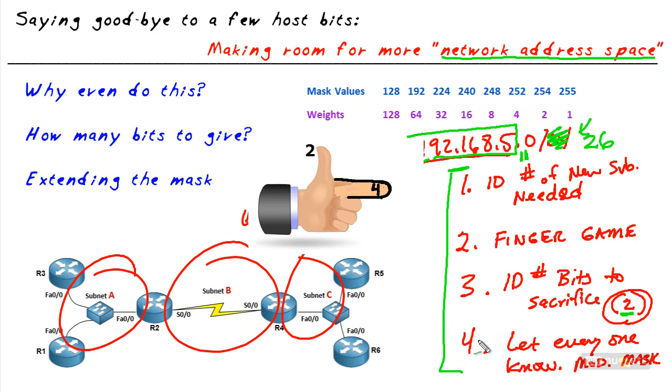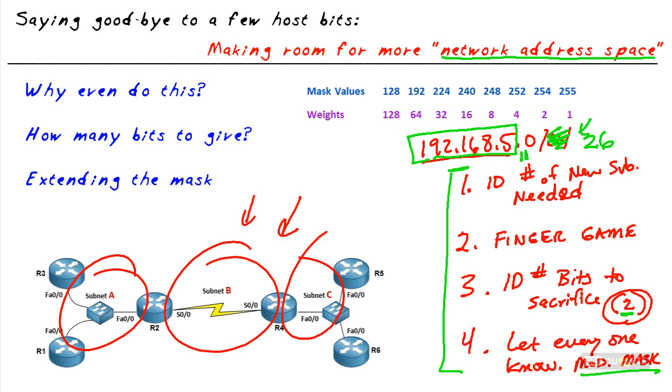And the 4th step is to modify the mask to let everybody know about it. And that's moving the mask to the right by that quantity of bits. So take a moment, make sure you have those 4 steps written down.